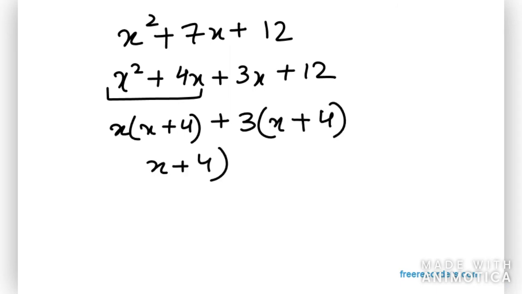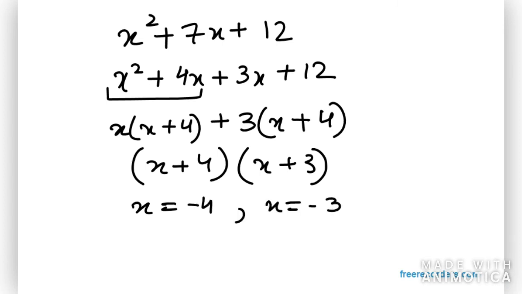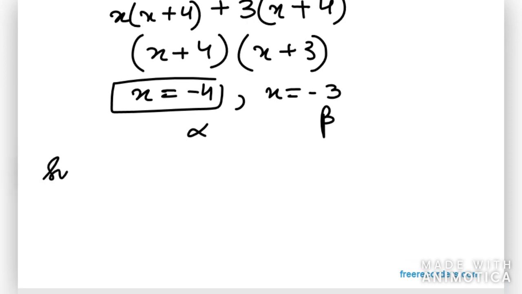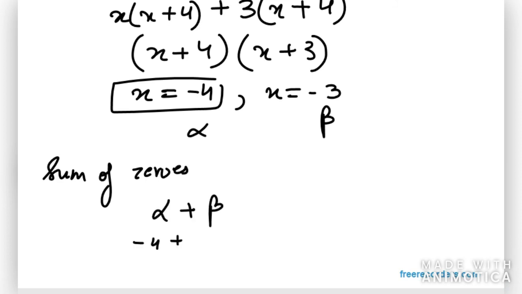So we have two factors again here, that is x plus 4 and x plus 3. Now we get the value of this as minus 4 and as minus 3. That means my alpha is minus 4 and my beta is minus 3. Now we need to find the sum of zeros as done earlier. We need to now apply this as sum of zeros. First of all we need to find alpha plus beta. So minus 4 minus 3, it will be minus 7.